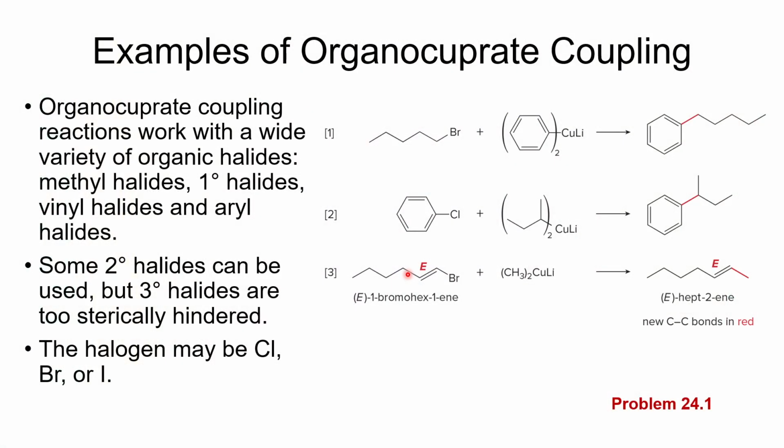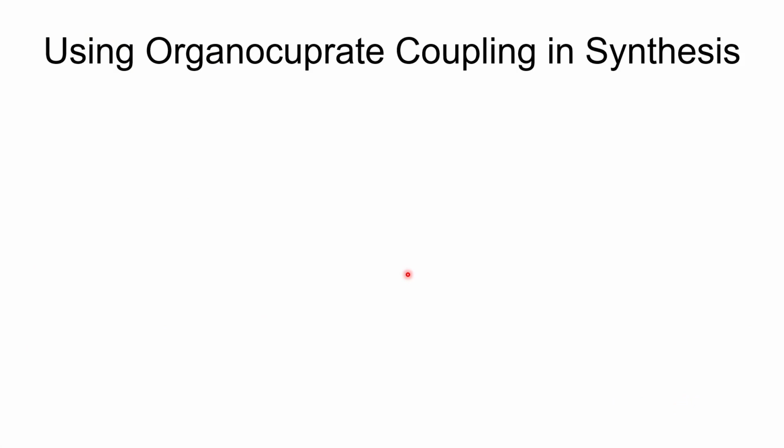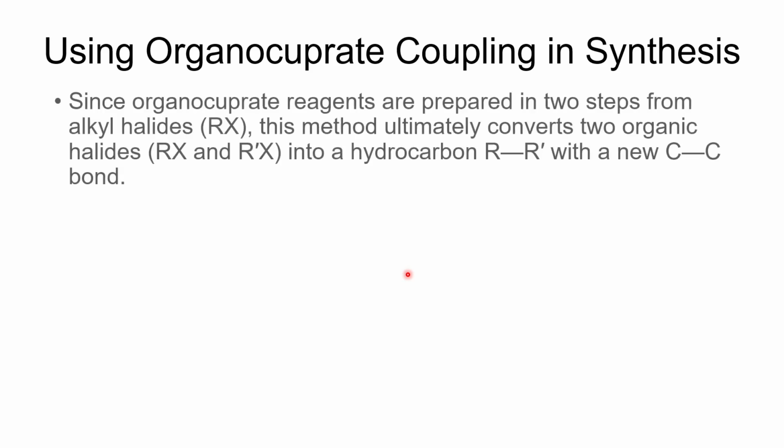All right. So now, when it comes to using the organocuprate coupling in synthesis, we also want to be able to think about this the other way around. So think about how we synthesize these starting materials, and also what bond did we break to make it. When we look at a product, we want to be able to think about what the new bond was that we made, and what the product is going to be.